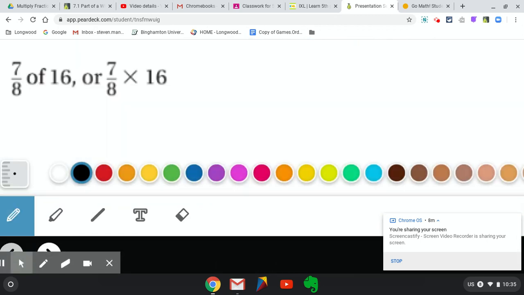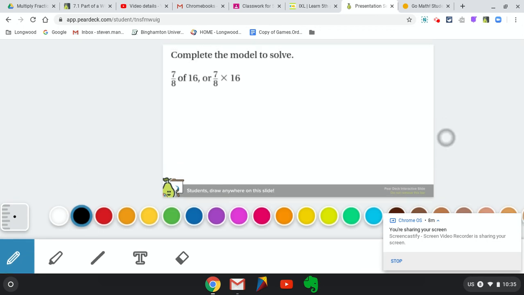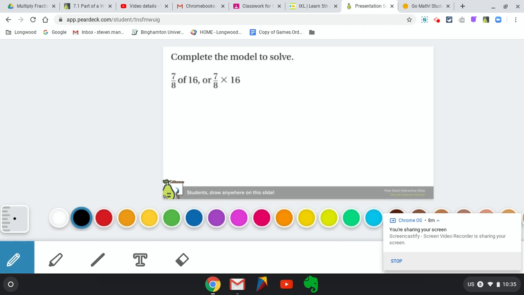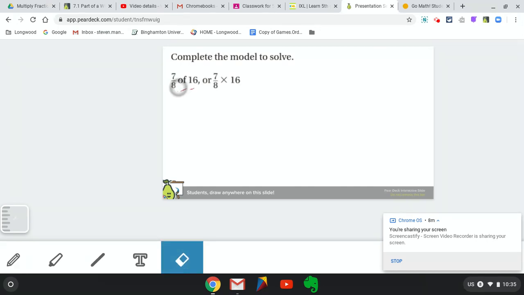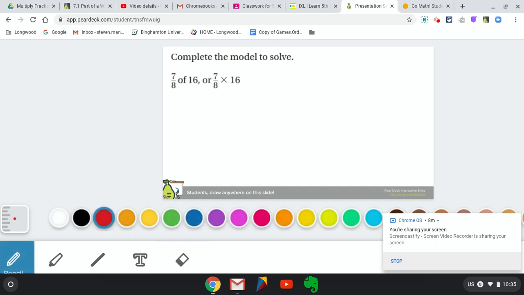So you can see another example. If you take a look here, I left this up on purpose so that you could see they're the same, right? This says 7/8 of 16 or 7/8 times 16. They mean the same thing. You're doing the same operation. You are multiplying, right? When you see 7/8 of a whole number, it means to multiply.